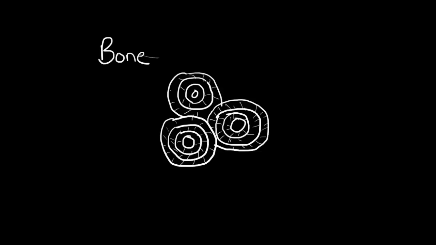Bone is the last variety of connective tissue that we will visualize and talk about, and it's of course a very important variety of connective tissue. It has multiple functions, the first of which is to provide attachment sites for muscles. It gives our body structure and allows us to have muscles that will produce movement. Bone is also a protective tissue. If you think of your skull or the vertebra of your spine, they protect the nervous system.